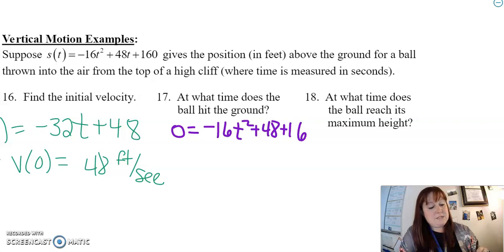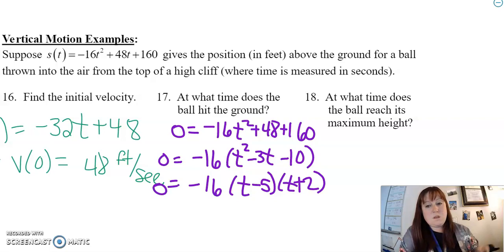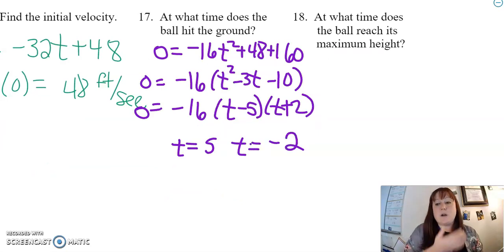And we're going to take -16 out of that. And we have t squared minus 3t minus 10. And then we can factor that. So this is t minus 5 and t plus 2. And this still equals 0. And then that means that when t equals 5 or when t equals -2, the position function is equal to 0. So that's when it would be equal to 0.